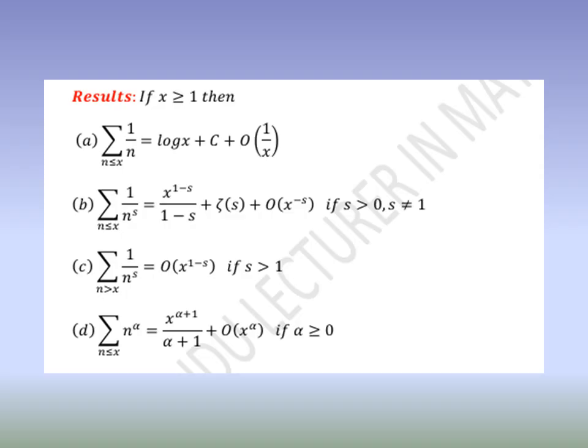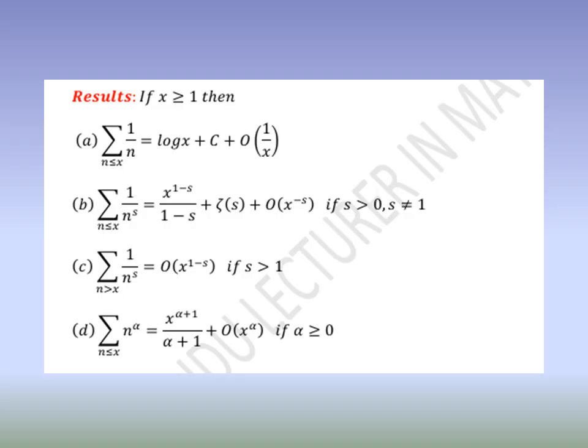That is, if x is greater than or equal to 1, then the summation of 1 by n, where n is less than or equal to x, is equal to log x plus c, where c is Euler's constant, plus big O of 1 by x. The second result is the summation of 1 by n power of s, where s is a positive integer but not equal to 1. So the summation of 1 by n power of s is equal to x power of 1 minus s by 1 minus s, plus zeta of s, plus big O of x power of minus s.